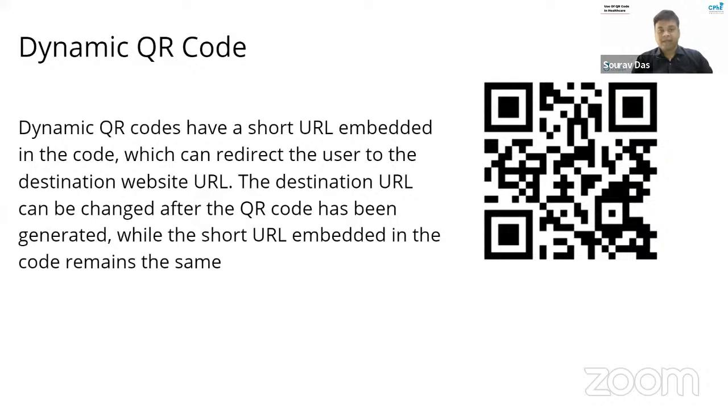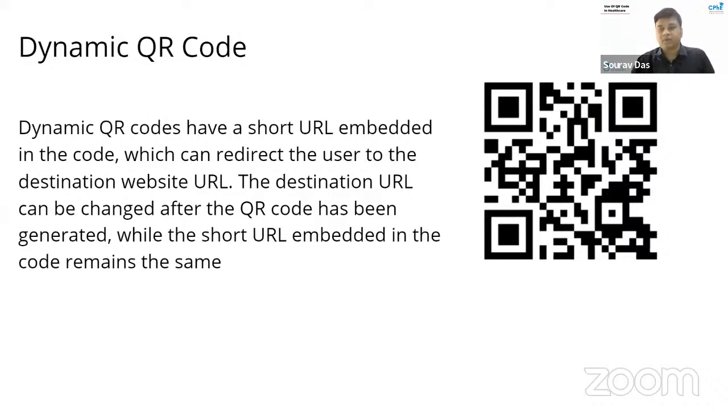Now, I have already explained that dynamic QR codes have a short URL embedded in the code. These are very short URLs which are already embedded with the code, so the code does not change. The URL keeps on redirecting and pointing to the newer version of the content that you are creating. The destination URL can be changed after the QR code has been generated, while the short URL remains the same. This is the advantage when you want to establish multiple communications with the doctor with brand ABC. So you create a brand ABC QR code.